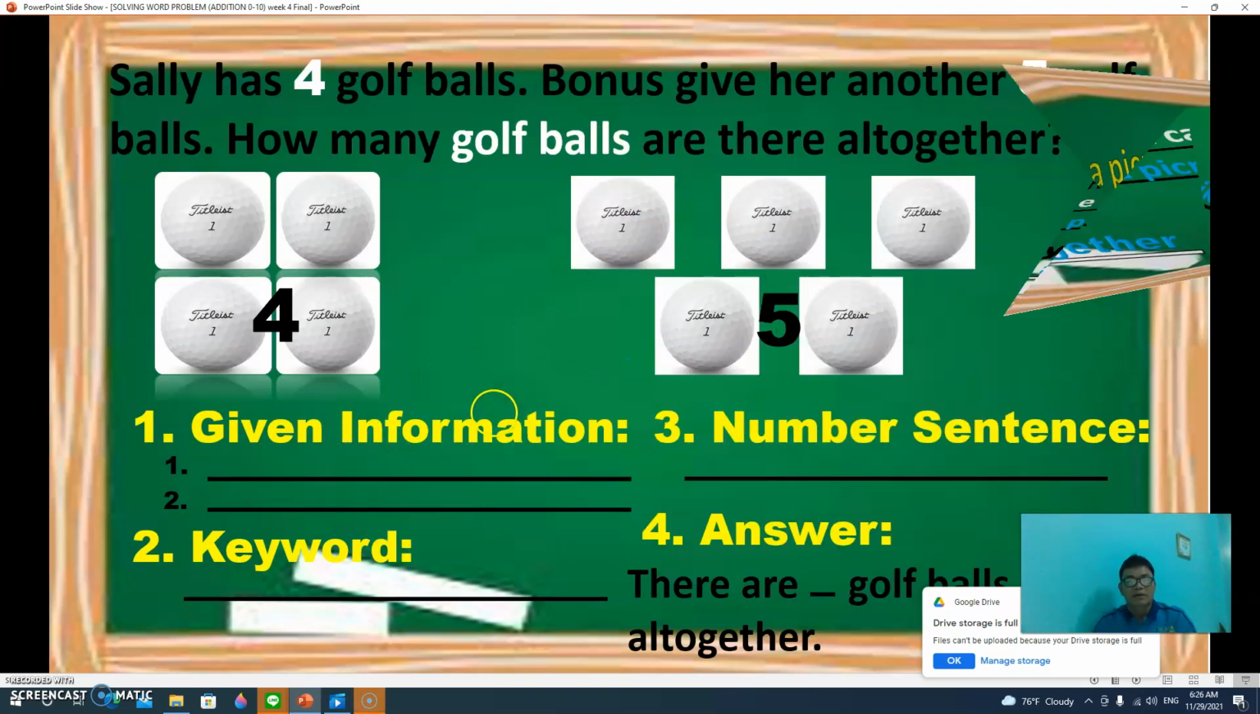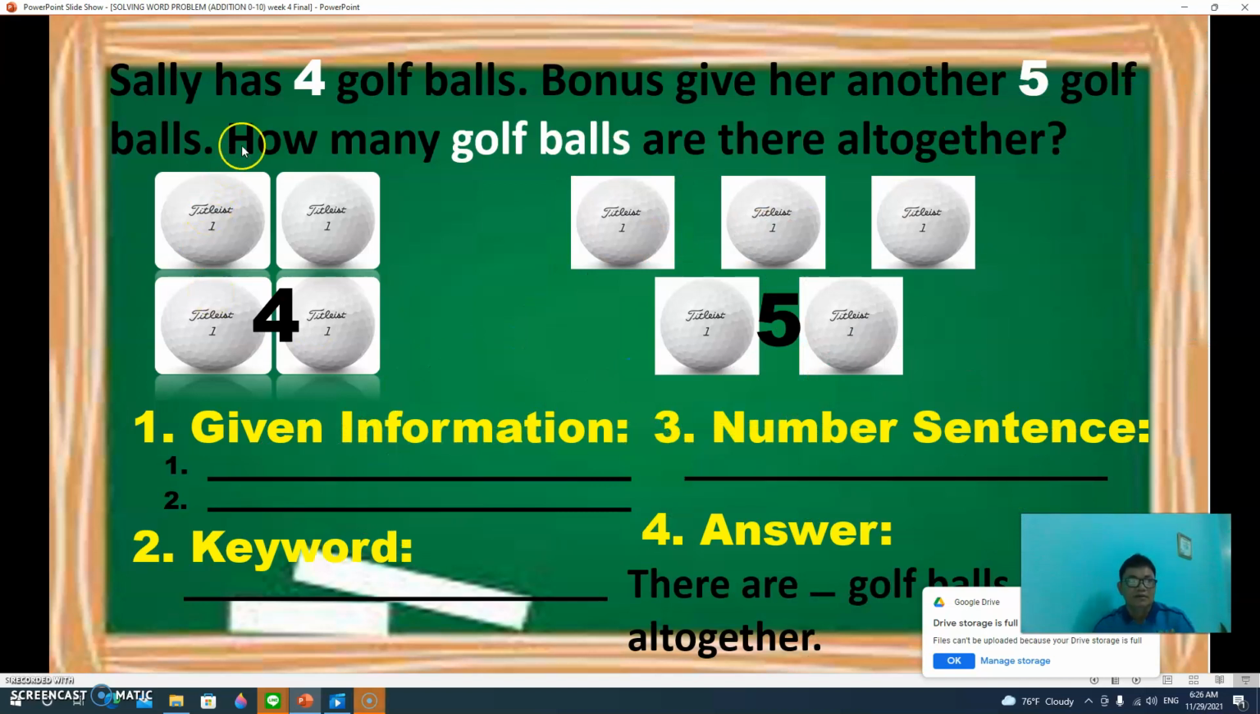So next, we have another example here. So let us read. Sally has 4 golf balls. Bonus gives her another 5 golf balls. How many golf balls are there altogether? Again, Sally has 4 golf balls. Bonus gives her another 5 golf balls. How many golf balls are there altogether?